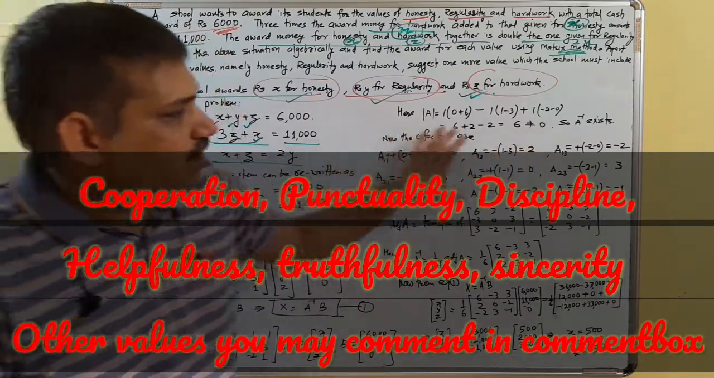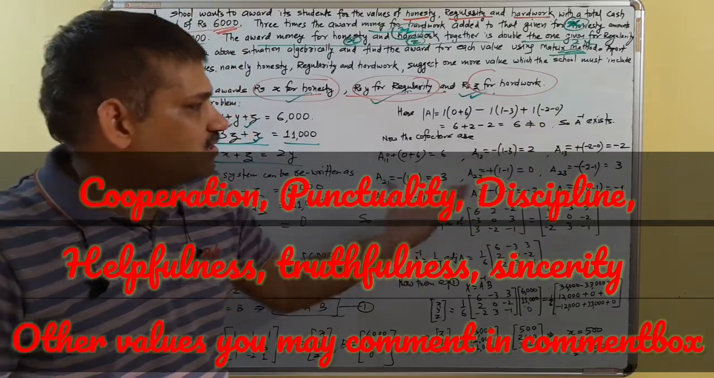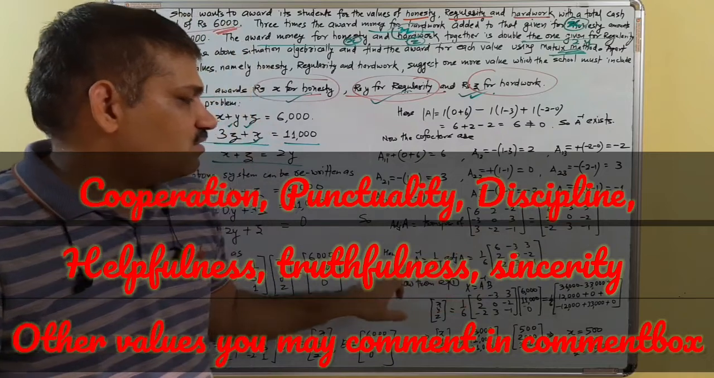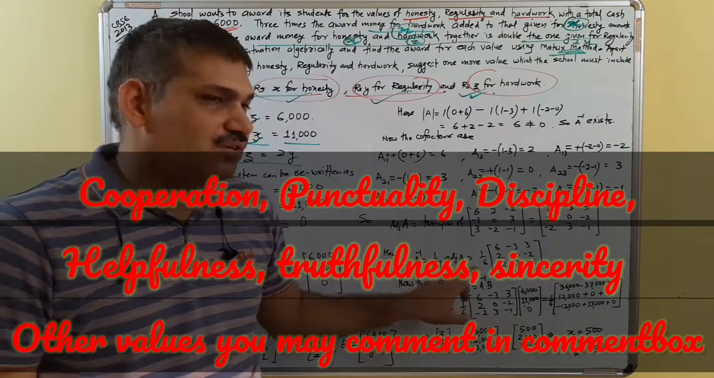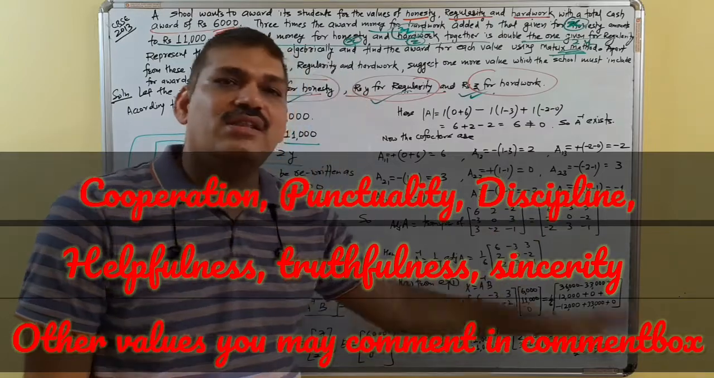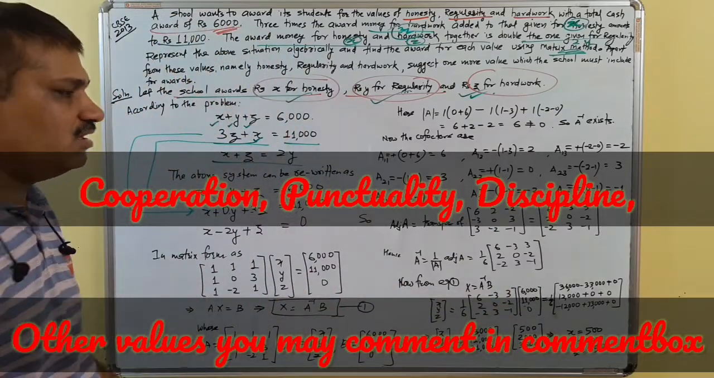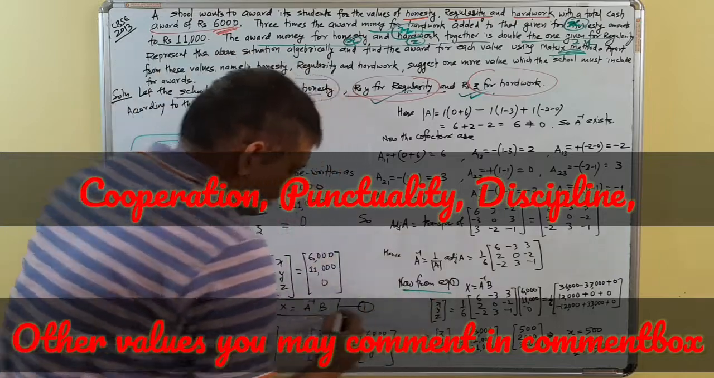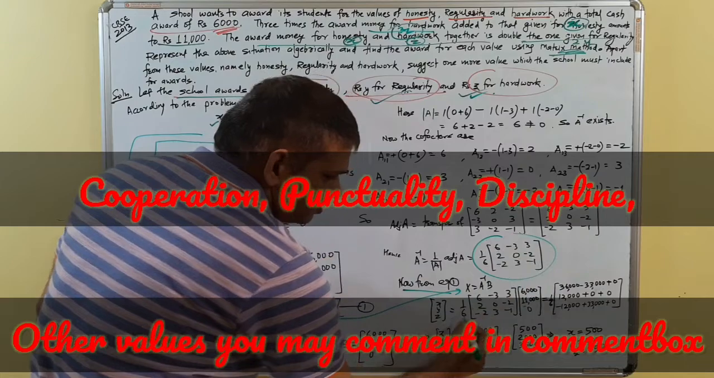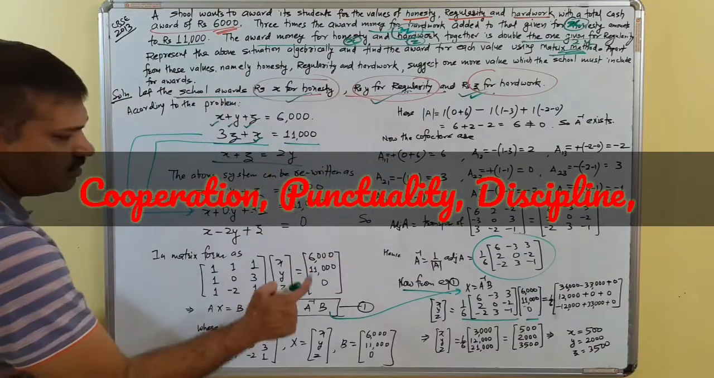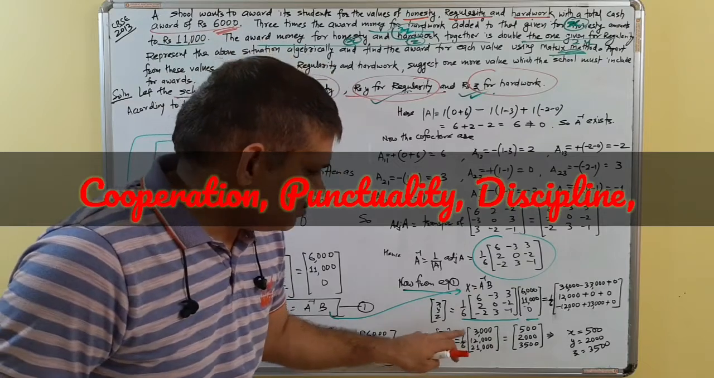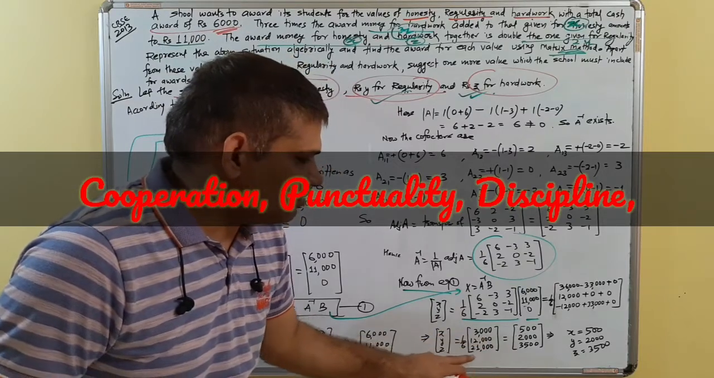Now we write all the cofactors. The adjoint is given as the transpose of the cofactor matrix. We find the transpose. A inverse is equal to 1 upon determinant A times adjoint A. We are not going to divide by 6 in this step. We will do it in the last step as we have done in earlier parts. Now from equation 1, X is equal to A inverse B. A inverse is 1 upon 6 times this, and B is 6,000, 11,000, 0. On multiplying we get X is equal to 1/6 of 3,000, 12,000, 21,000.